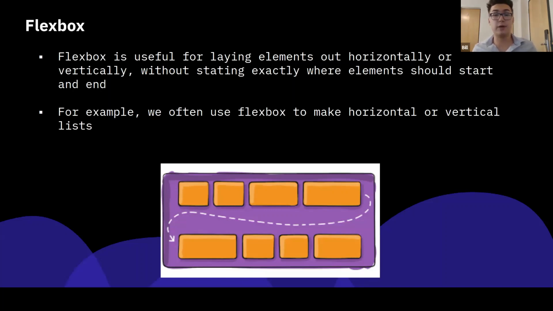Flexbox is very useful for making horizontal and vertical lists. So if we just have list element after element after element, we'll typically use a Flexbox for that. And again, we'll see examples of both of these in the demo.